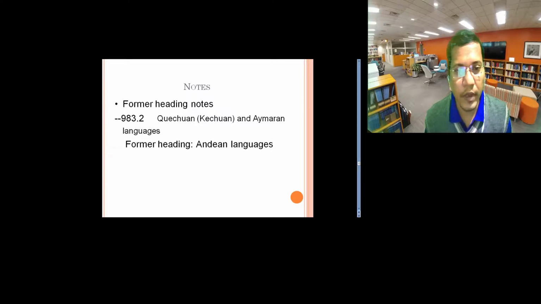Former heading note: for example, Quechua and Aymaran languages, former heading Andean languages. So it is the former heading note. It indicates what was the former heading of a particular terminology.